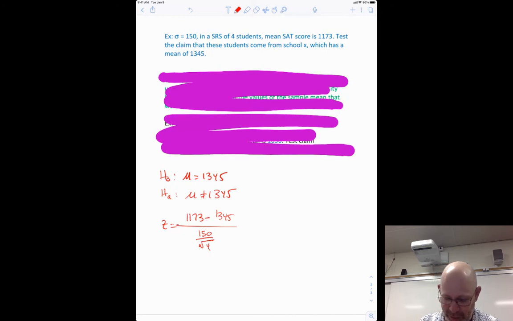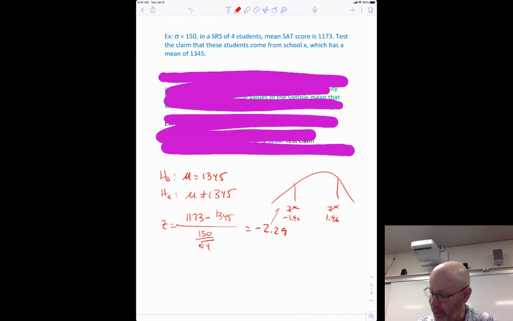I'm going to do this math really quickly here. 1173 minus 1345, divided by 150 divided by 2. I got a test statistic of negative 2.29. Just like any other problem, we need our critical values, which for this one are negative 1.96 and 1.96, because no one told us otherwise, right? 5% alpha. Looks like we're in the rejection region.